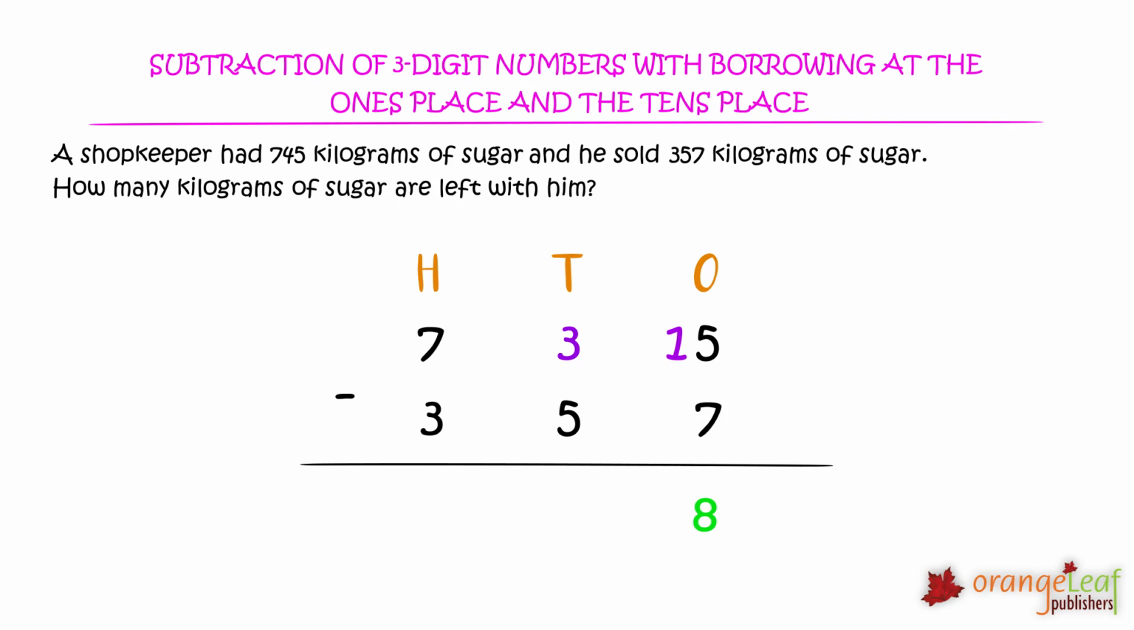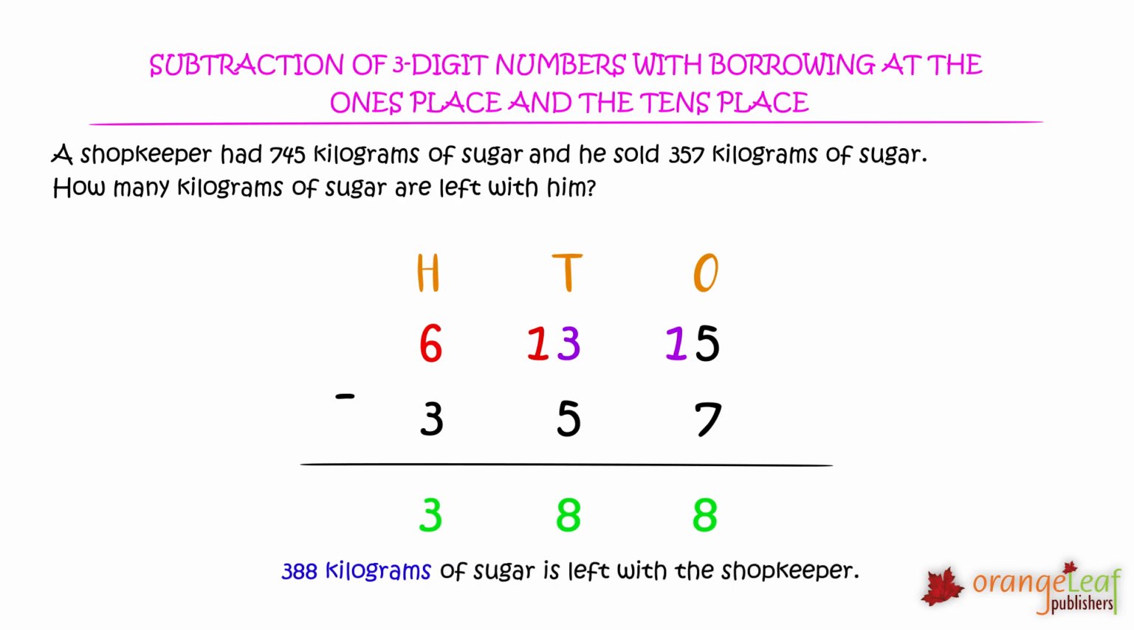Also, as there are not enough tens, borrow 1 hundred and regroup it into tens. Step 2. Subtract the tens. That is, 13 minus 5 is equal to 8. Step 3. Subtract the hundreds. That is, 6 minus 3 is equal to 3. 3 comes in the hundreds place, 8 in the tens place, and 8 in the ones place. Therefore, 388 kilograms of sugar is left with the shopkeeper.